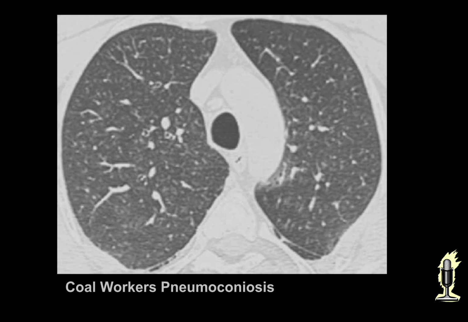Coal worker's pneumoconiosis is similar to silica. However, the coal macule is usually centered in the respiratory bronchiole and may spare the periphery of the lung. Note the absence of nodules in the lung periphery.